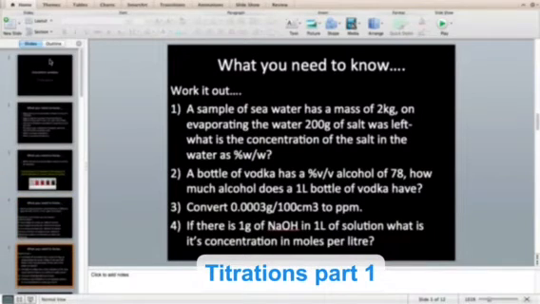Now, I'm going to ask you to pause this video for a second and give these a go. See if you can remember how to work these 4 concentration calculations out yourselves, and I will follow this with a little demonstration on how to do it.